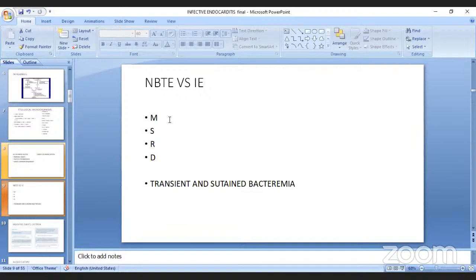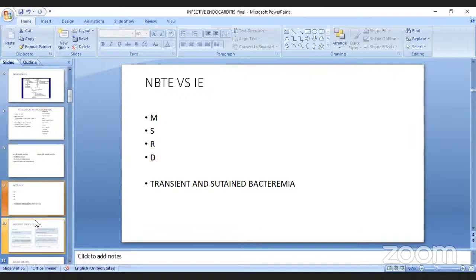Okay, and then again, I'm telling you, the most important difference between NBTE and infective endocarditis. Why was this term NBTE given? Why not just infective endocarditis? This is the reason, because NBTE will follow the rule of transient bacteremia. The bacteria levels will be very low in the body, but they will not cause any harm. Whereas infective endocarditis will cause sustained bacteremia. There'll be septic emboli all over the body, vascular phenomena taking place, and immunological phenomena taking place. So this is what you have to remember.